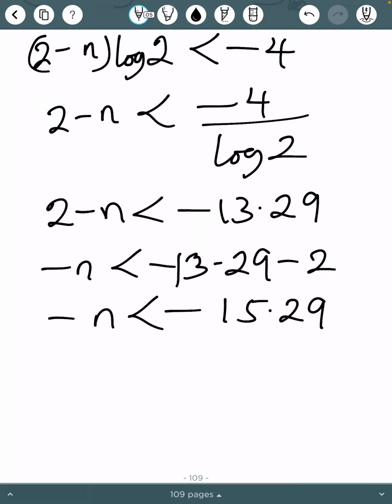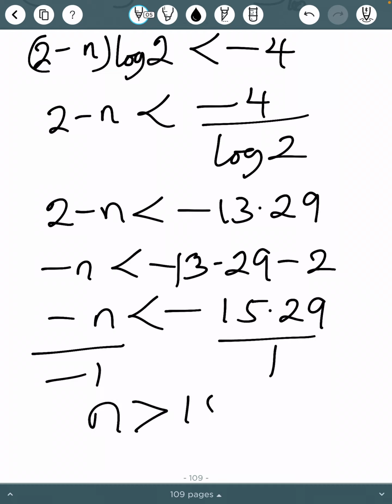When I divide both sides by minus 1, I will get n is greater than 15.29, and that means the value of n for which the difference between Sn and 4 is less than 10 raised to power minus 4 will be equal to 16.